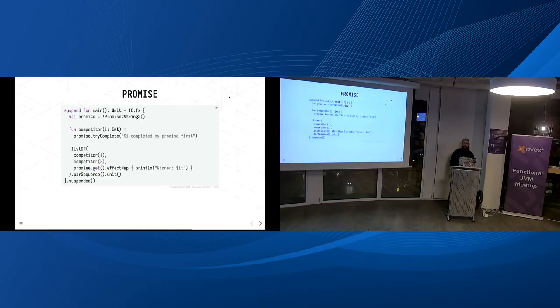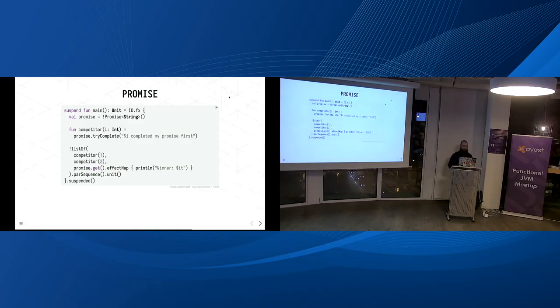But ArrowFx also comes with a bunch of concurrency primitives that some of you might be familiar with from Cats Effect or Haskell or ZIO. So the first one I want to show here today is Promise. And the cool thing about all these concurrency primitives is that they're all semantically blocking. So they all do what you want them to do out of the box.